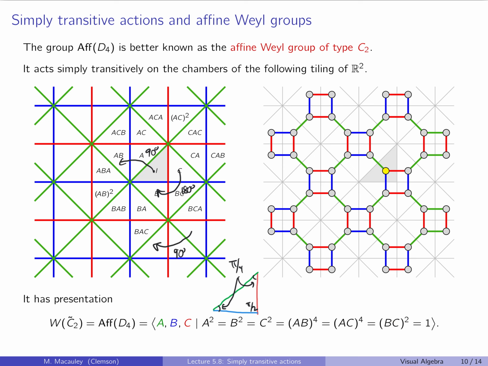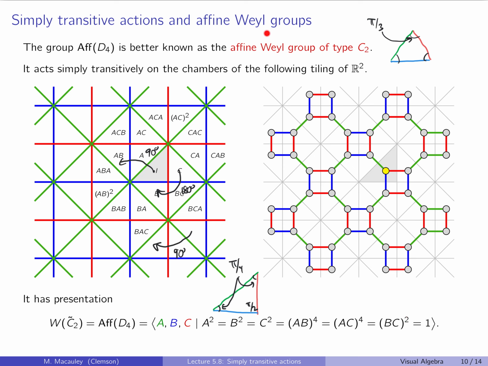In contrast, in the previous slide, we had a fundamental chamber that was defined by an equilateral triangle. So this was blue, green, and red. And all of those angles were pi over 3. So when we had the presentation, instead of 4, 4, 2, we had 3, 3, 3. So there's this neat connection between the geometry and the algebra.